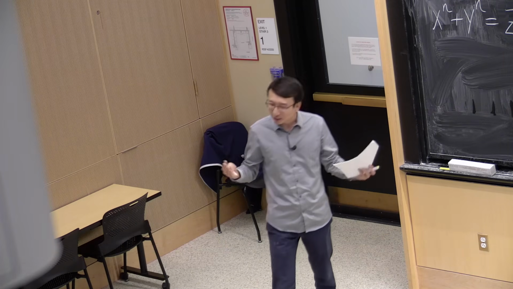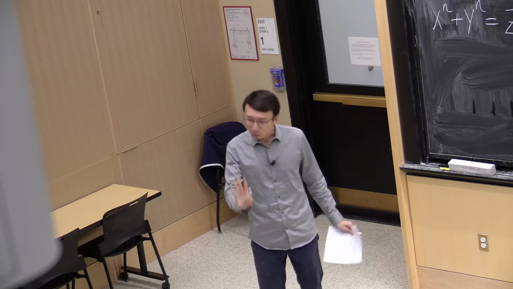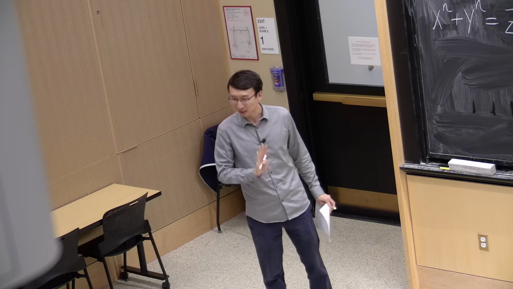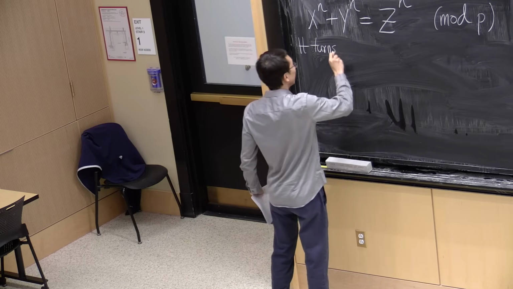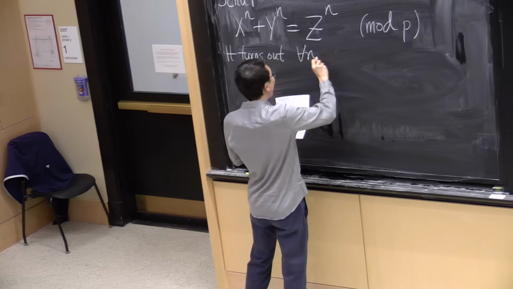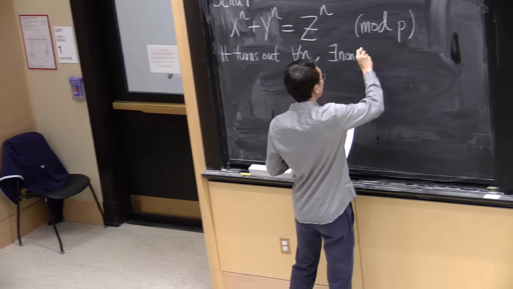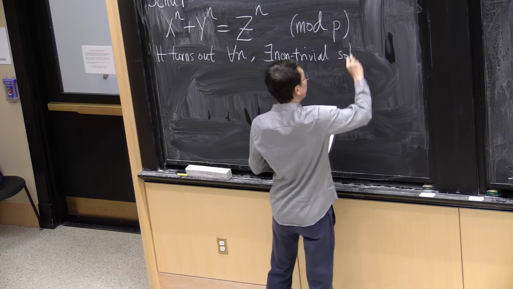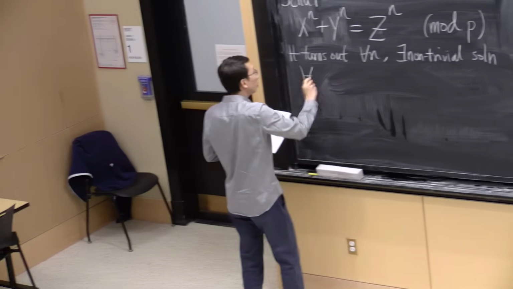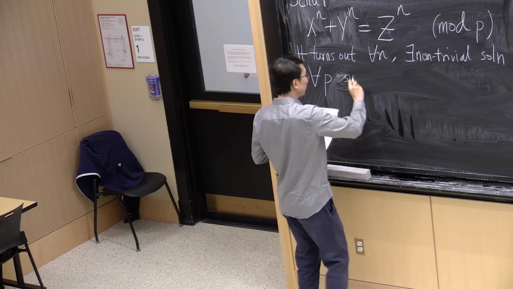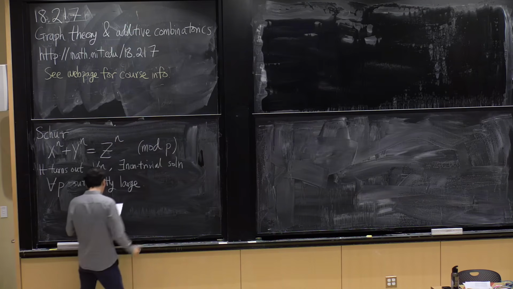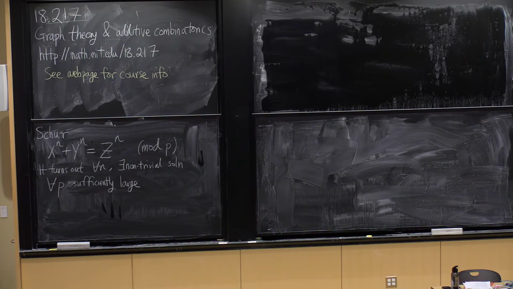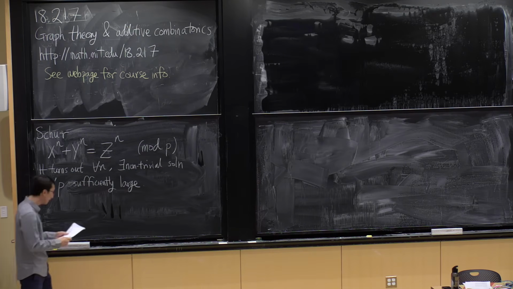As you can guess, unfortunately, this approach did not work. And Schur proved that this method definitely doesn't work. So that's the starting point of our discussion. It turns out that for every value of n, there exist non-trivial solutions for all p sufficiently large. Okay, so thereby ruling out the strategy. Let's see how Schur proved his theorem. That will be the first half of today's lecture.